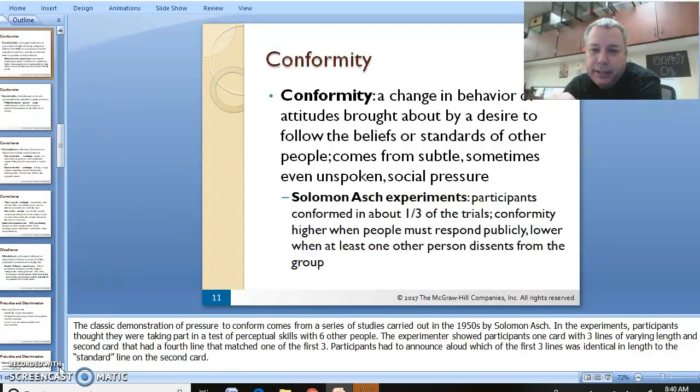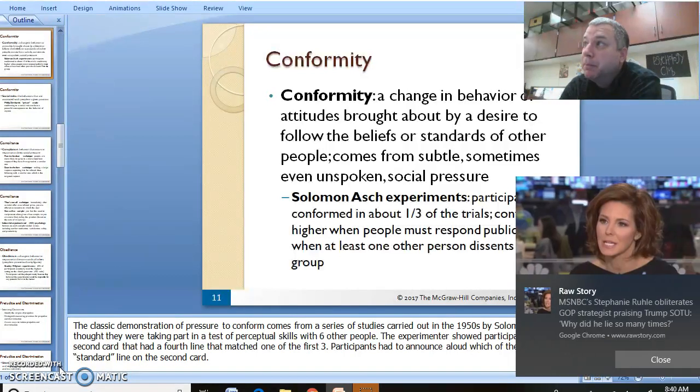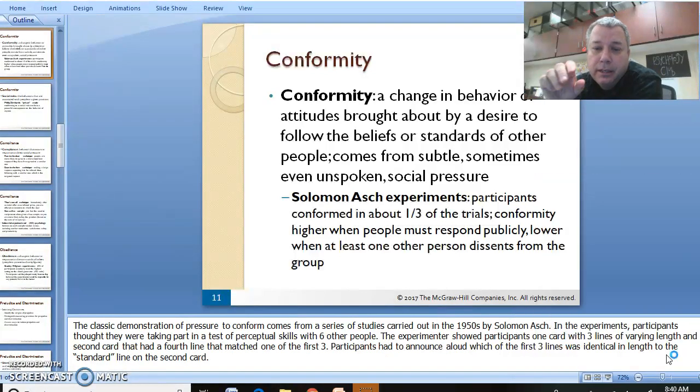Solomon Asch did an excellent experiment on this, and take a look at the video that I posted. The person was presented with 3 lines, and it was a group of people. All of them were in on it except for one person, the person towards the end, and they would pick the wrong line, and by the time they got to that person who was not in on it, he would always pick the incorrect one. So look that up.